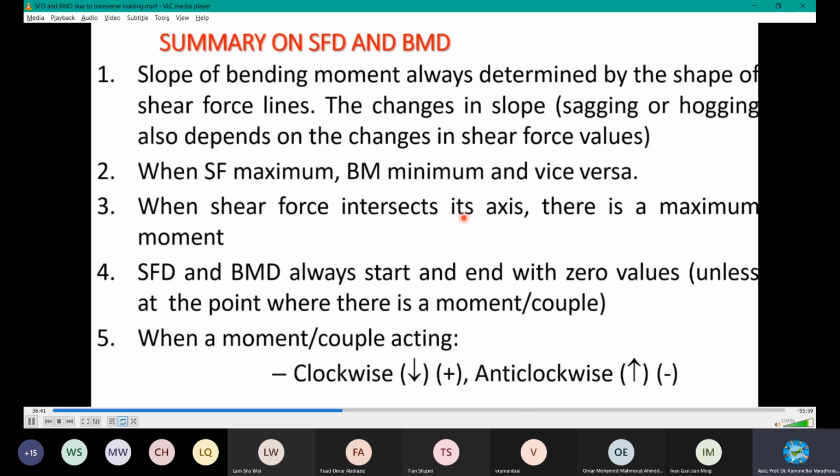We'll do one calculation like that so that you understand how to calculate the maximum bending moment for a given loading and support condition. Shear force and bending moment always start and end with zero values, unless at the point where a moment or couple is applied. Okay, let's see.